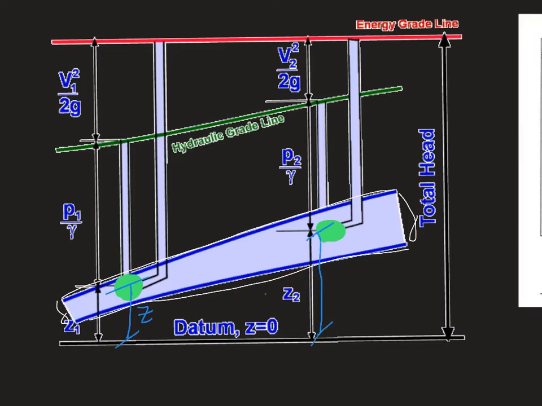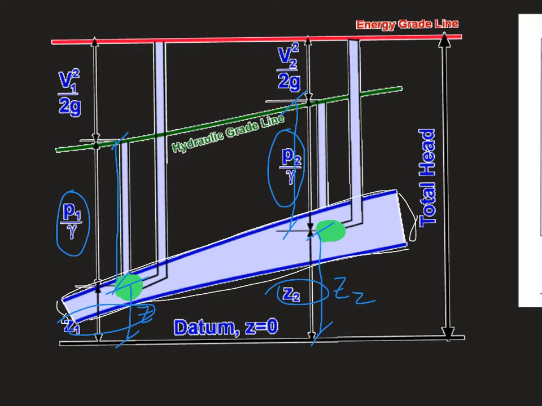In fact, they've already labeled them for us, but I'm just going to do it again. So here's z. Then p on gamma: we put in this piezometer right here, so you can see just how high the water rises in the piezometer. That's our p on gamma. Same thing over here, that's our p on gamma.